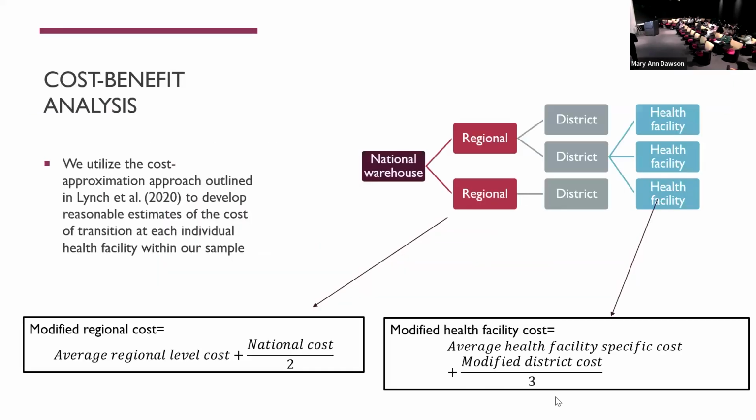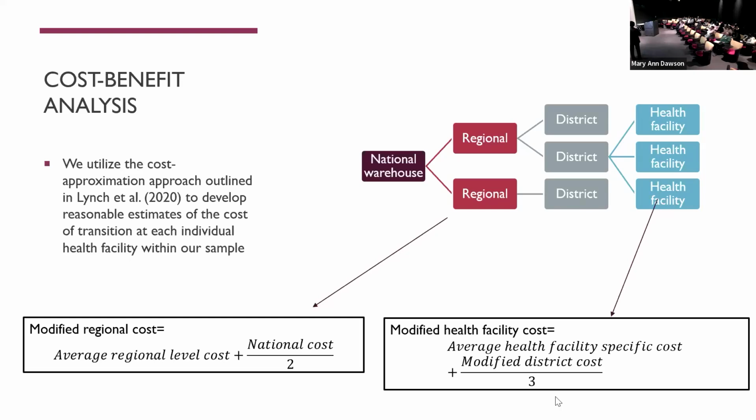So how do we do this? It's actually not easy to do. This took a lot of time for us. Okay, and we did leverage some ideas and data from prior studies done in this area. So to estimate the cost, there is this paper, Lynch et al., that was published in 2020. It's actually a report, not a paper. They developed this cost approximation approach, so we use that to develop estimates of the cost of transition at each health facility within our sample.